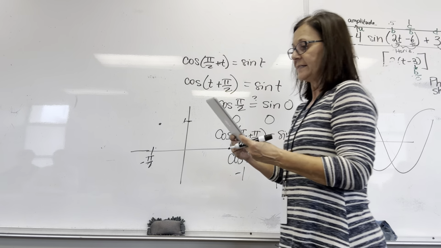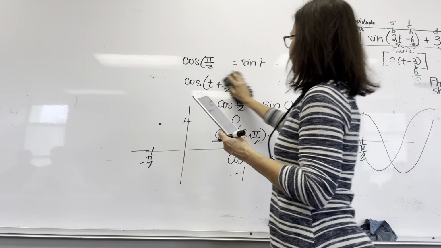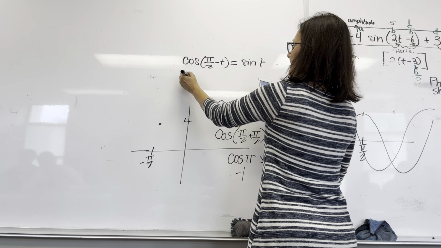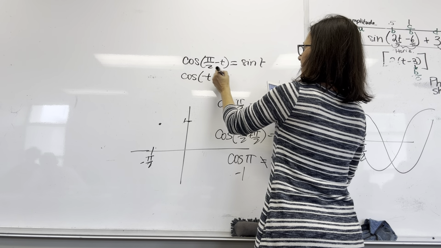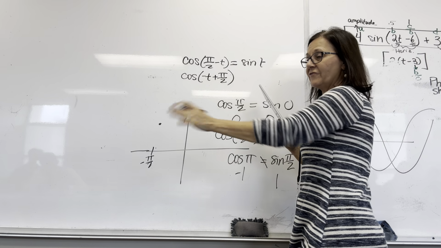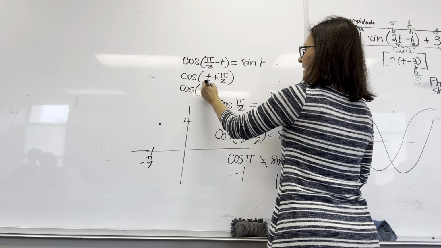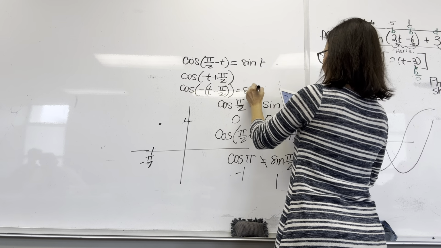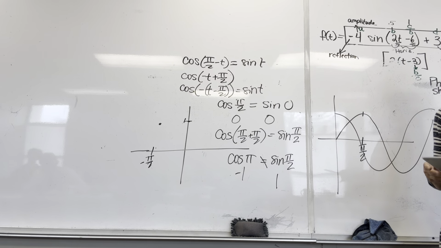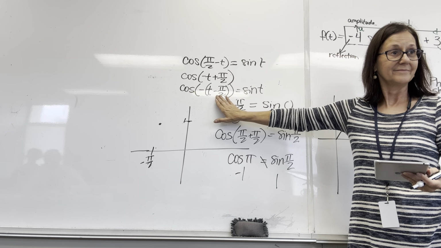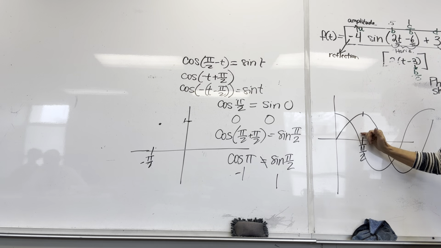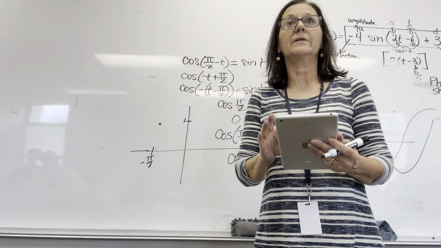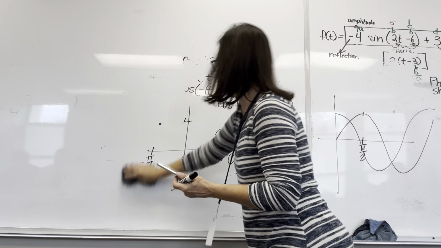All right, so that second identity has a minus here. So there's a minus t. That's the cosine of negative t plus pi over 2. But you have to factor that negative 1 out, which is the cosine of negative t minus pi over 2 equals the sine of t. This is when it's been shifted right, and this is when it's identical. All right, let's do the last one. Last two identities. Example 8.